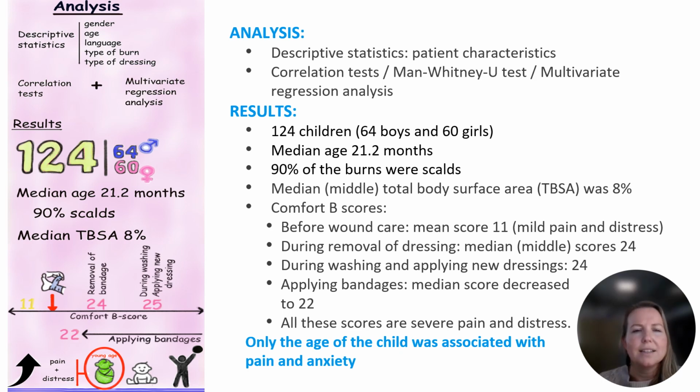So what did they find? There were 124 children in the study, of which 64 were boys and 60 were girls. The median or middle age was 21.2 months. 90% of the burns were scalds, and the median or middle total body surface area was 8%. The mean or average Comfort B score before wound care was 11, which equates to mild pain and distress.